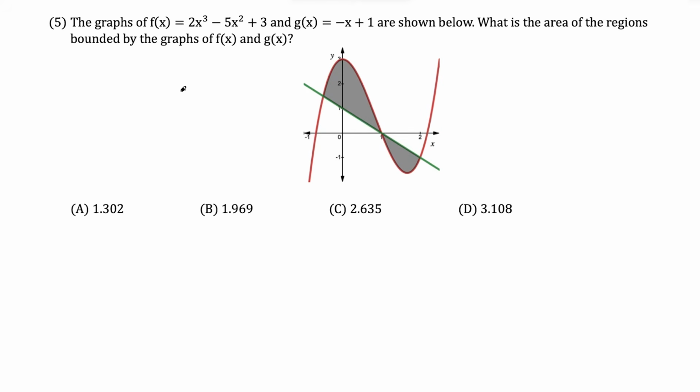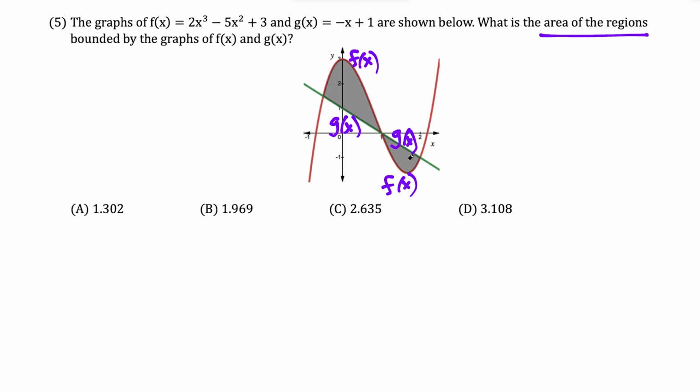Question 5: we have the graphs of f of x and g of x shown below, and we want to know the area of the regions bounded by the graphs of f of x and g of x. Anytime you want to find the area between two curves, the concept is top minus bottom. Here we have the graph of f of x, the cubic function turning like this, the graph in red. The bottom function in this space is g of x. But notice that after this region, we have another region where the curves bound an area over here and the roles reverse. Now g of x becomes the top function, and f of x becomes the bottom function.